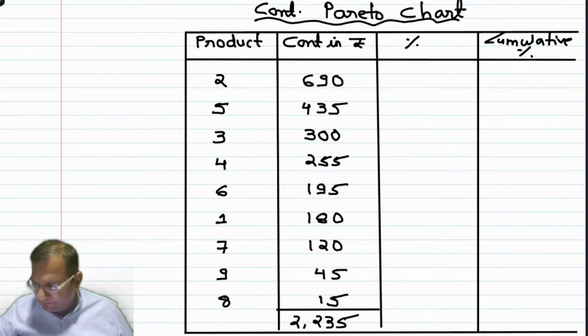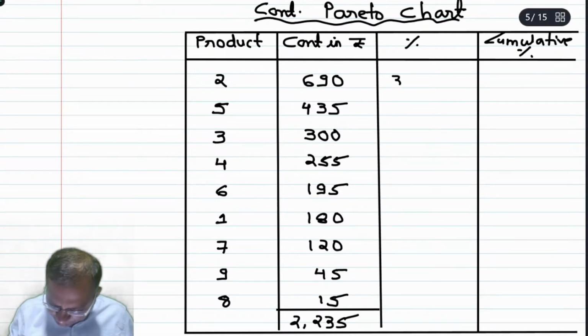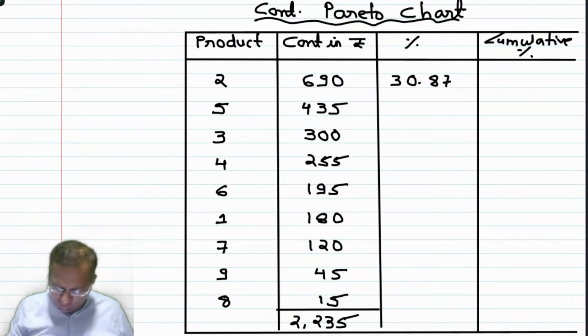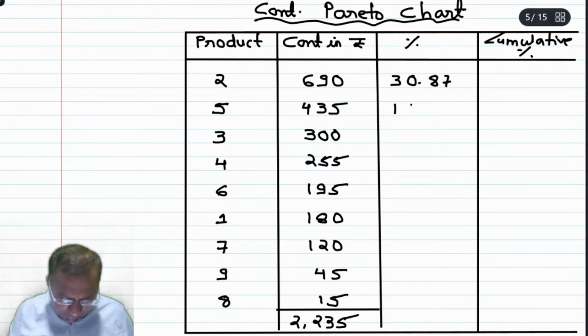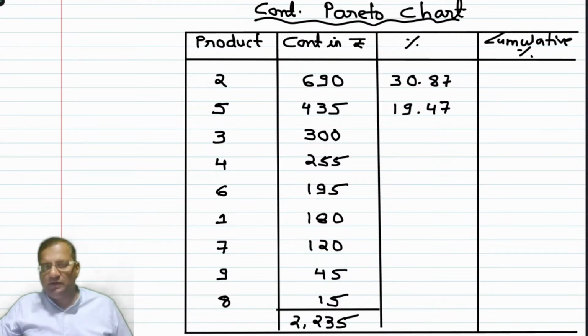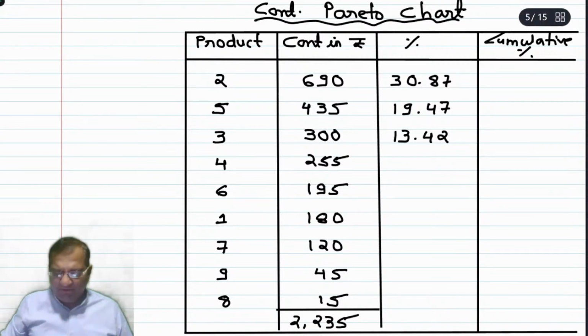690 divided by 2235. It's 30.87. Then 435 divided by 2235. It's 19.47. Okay. Likewise, continue to calculate. Then it's 13.42. Okay, I'm giving you 2 minutes.